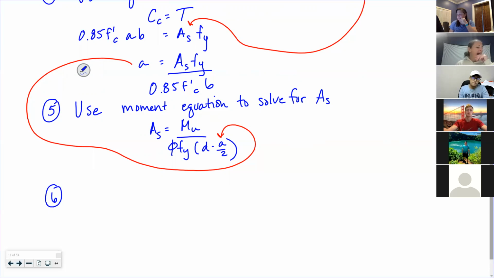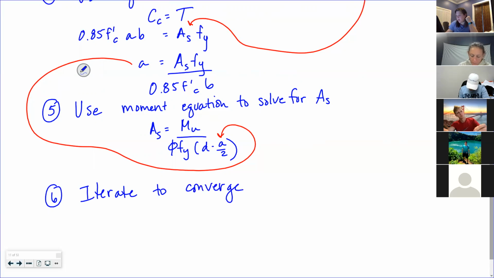Instead of that jd, you actually have an a to put in there. And finally, just iterate to converge your area of steel required and its associated stress block depth.